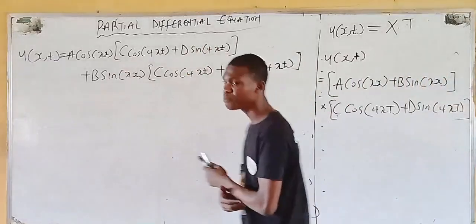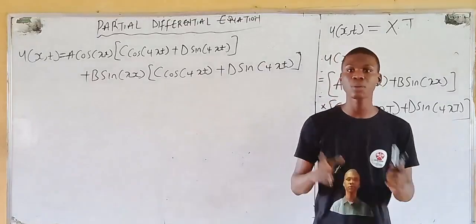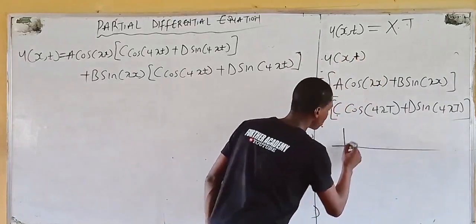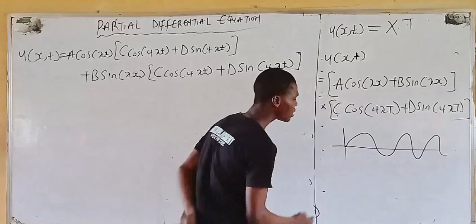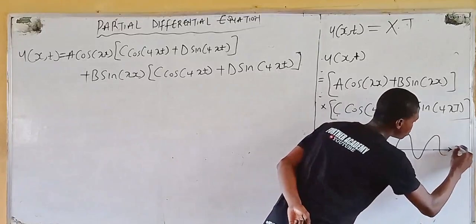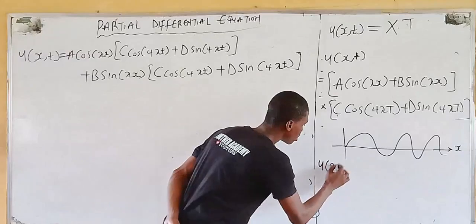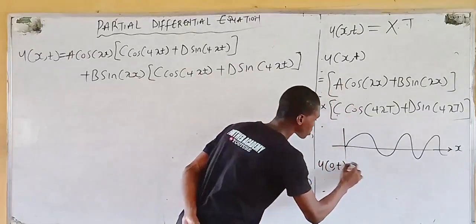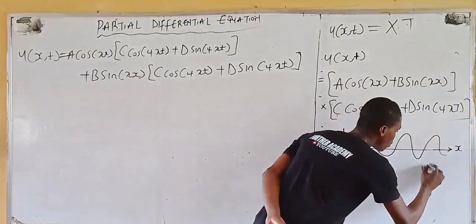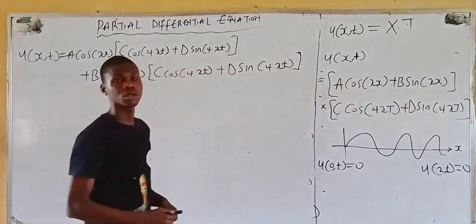Now, how do you solve A, B, C, and D? The first step is what? Apply boundary conditions. Apply what? Boundary conditions. Now, let's say we have this as our illustration. Given from the question, the first boundary condition: when x equals 0, equate your wave equation to what? 0. That's the first boundary condition. The second boundary condition is what? When x is equal to 2, equate your wave equation to what? 0. Are you getting me?